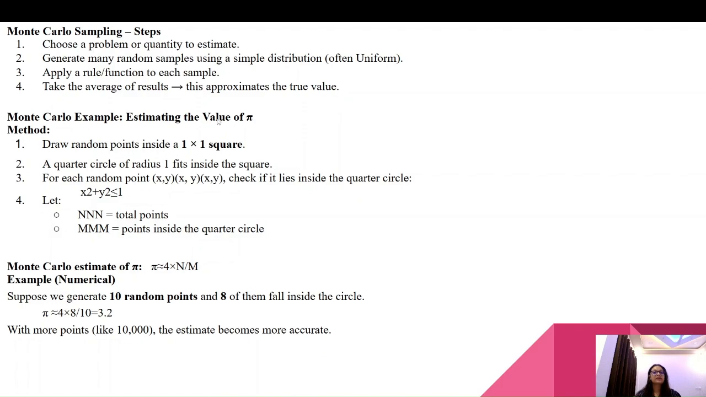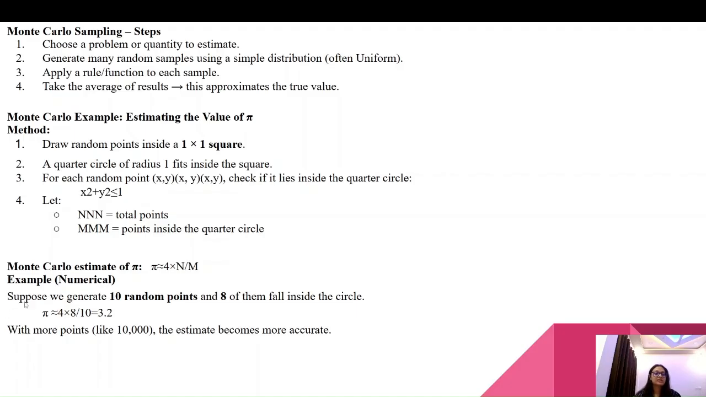Monte Carlo example: estimate the value of pi. Method: draw random points inside a 1 by 1 square. A quarter circle of radius 1 fits inside the square. For each random point x, y, check if it lies inside the quarter circle, that is, x squared plus y squared is smaller than 1. Let n be the total points, m the points inside the quarter circle. The Monte Carlo estimate of pi is approximately 4 times m by n.